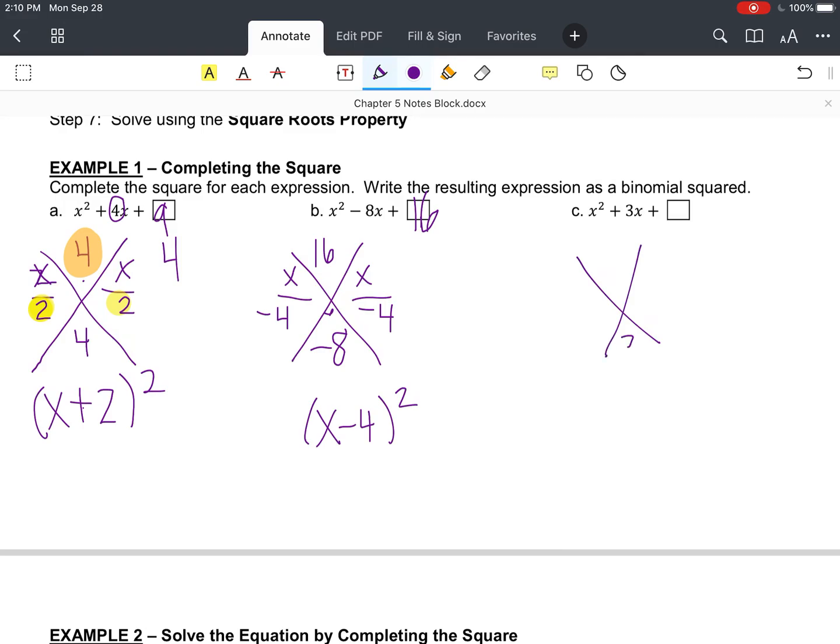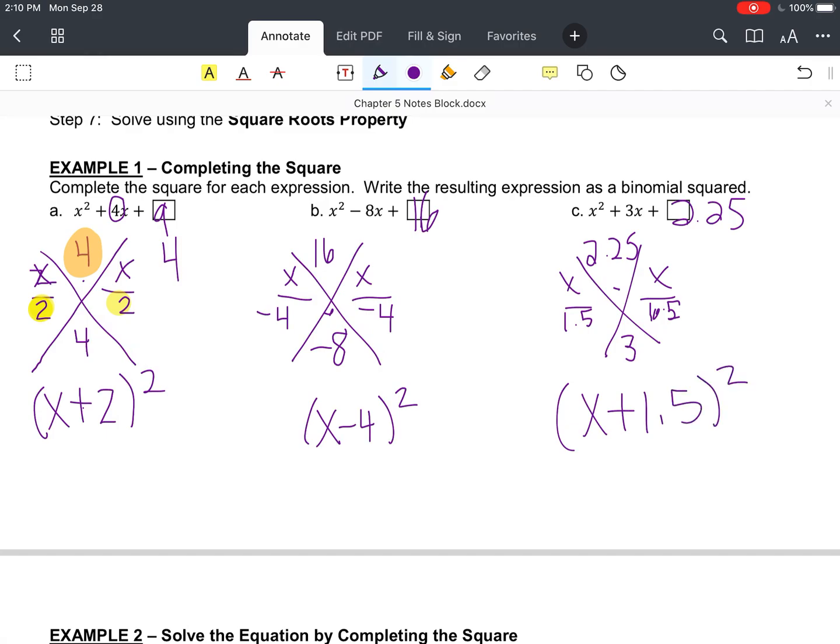Now letter C, you might think, oh no, I don't like this because my B, 3, is not divisible by 2. Well, we can still do it. What two numbers add to 3 that are the same? Well, that's just 1.5. So you can get fractions or decimals for this. That's okay. It shouldn't be an issue. 1.5 times 1.5 will still be my C, so that's 2.25. So that's my C, and when I factor it, I get x plus 1.5 quantity squared. That's completing the square.